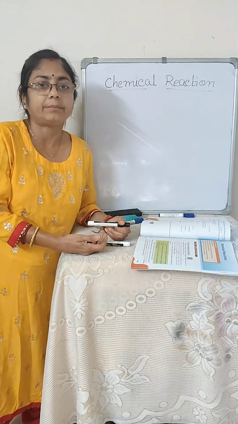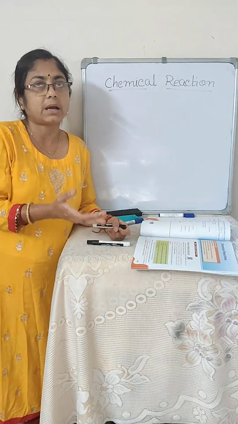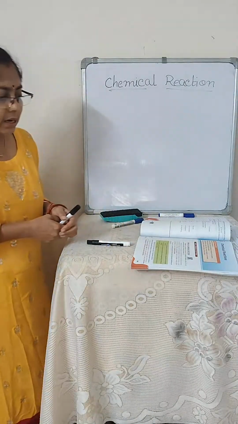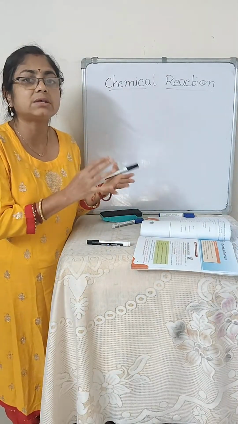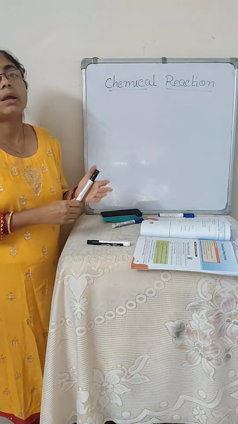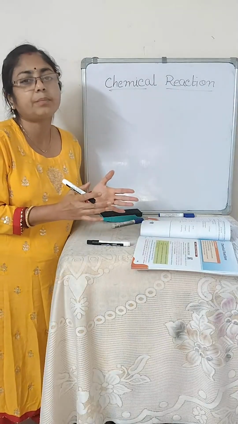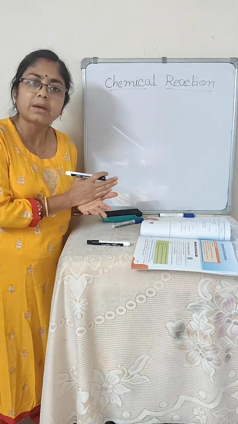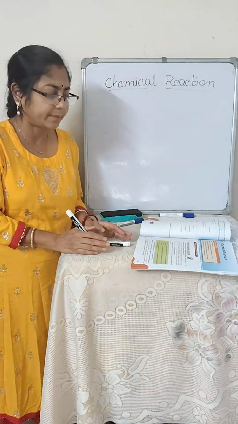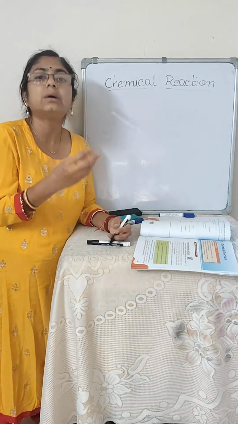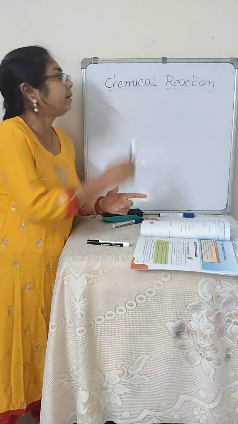When does it happen? When one or more substances, compounds or elements, anything, undergo chemical changes between them, in the presence of heat, absorption of heat maybe, or the release of heat maybe. In any one case it happens, and one new product is created. It is called a chemical reaction.